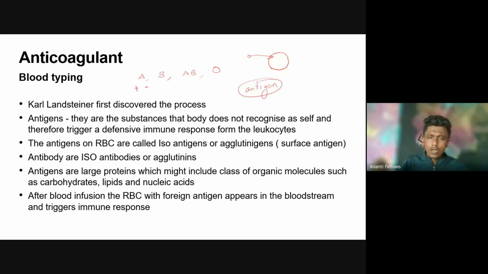Now, if I look at the red blood cells, they have a plasma membrane, and the plasma membrane of the red blood cells produces a special type of sugar on the surface. Your red blood cells can be categorized.